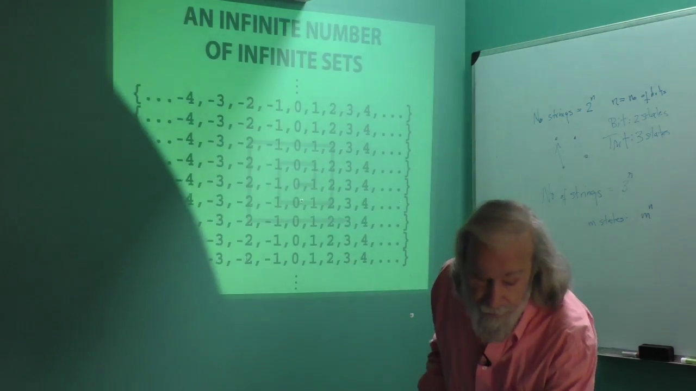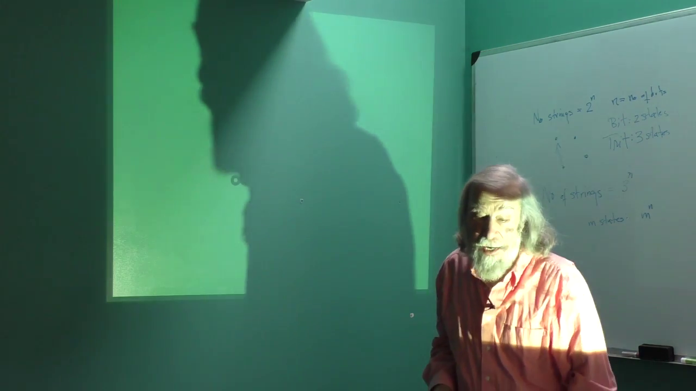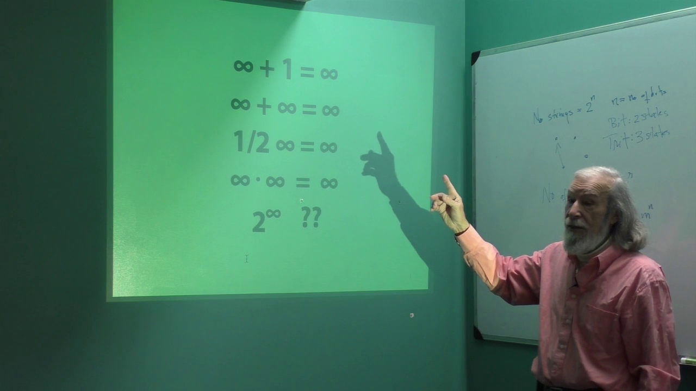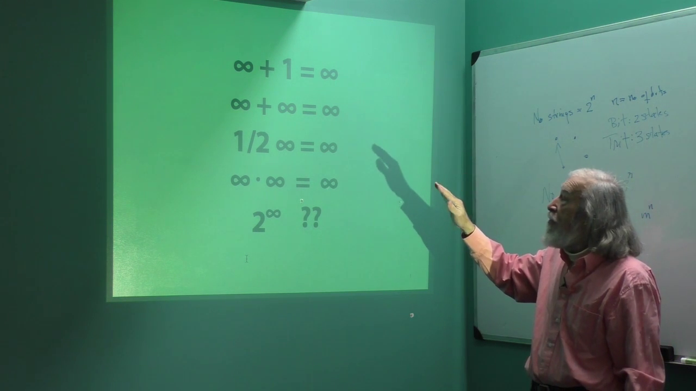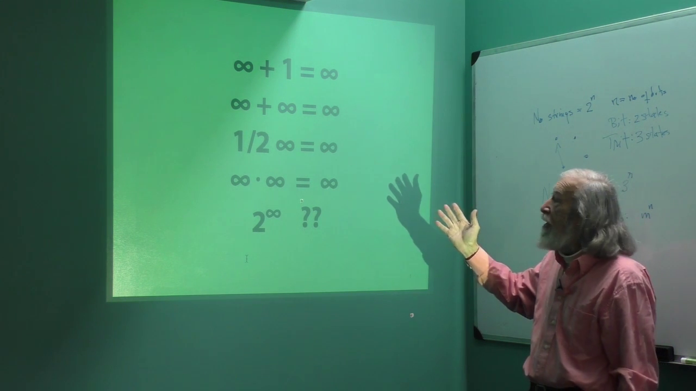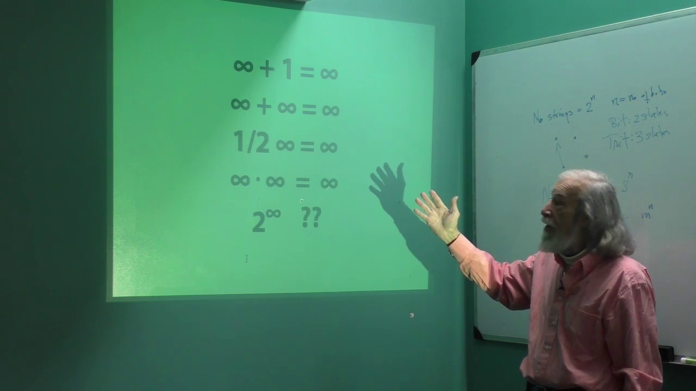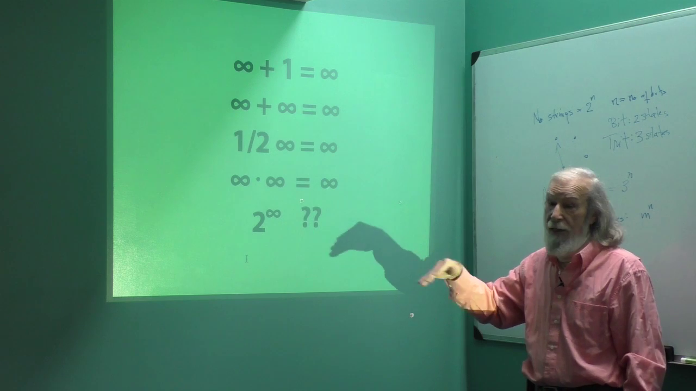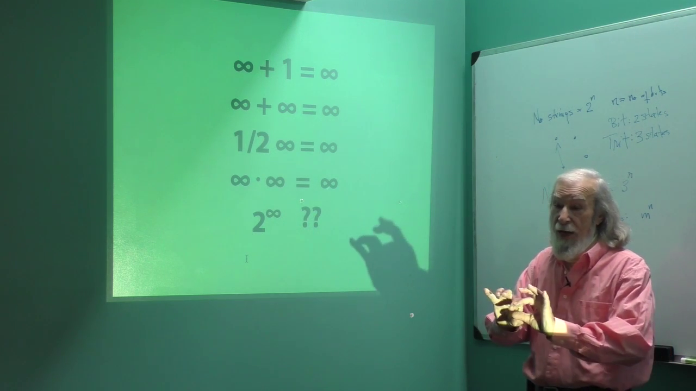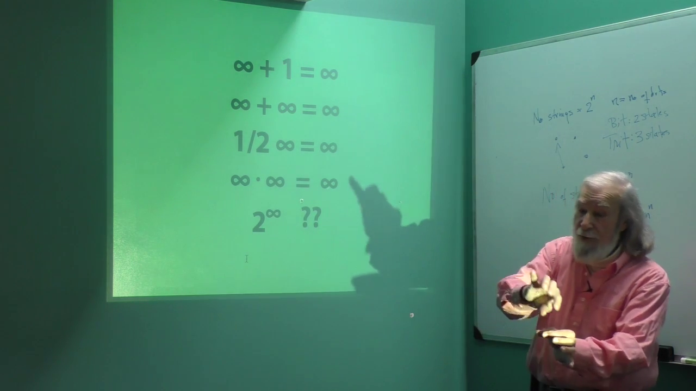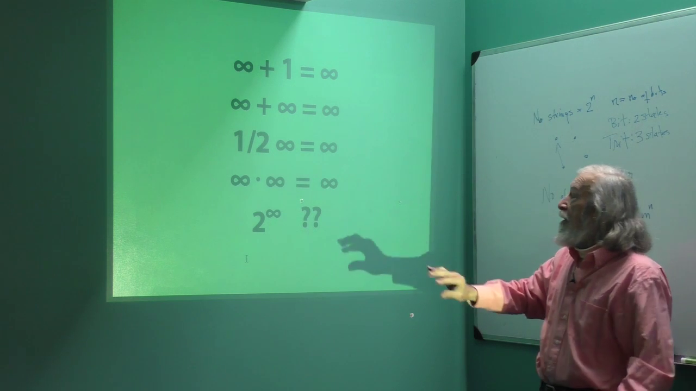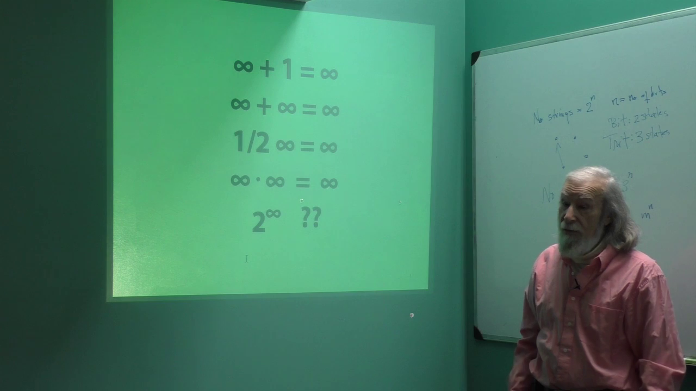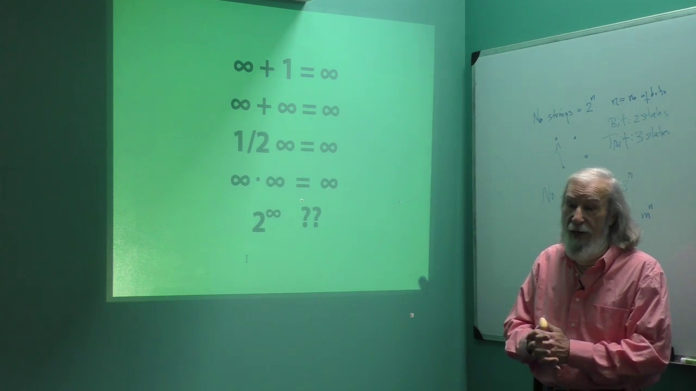So what we end up here with is we found that infinity plus 1 is still infinity. Infinity plus infinity is still infinity. A half of infinity is still infinity. Infinity times infinity, that's the last one we just did. We have infinity times an infinite number of them. That's also countably infinity. And there's one more operation that I haven't said anything about.